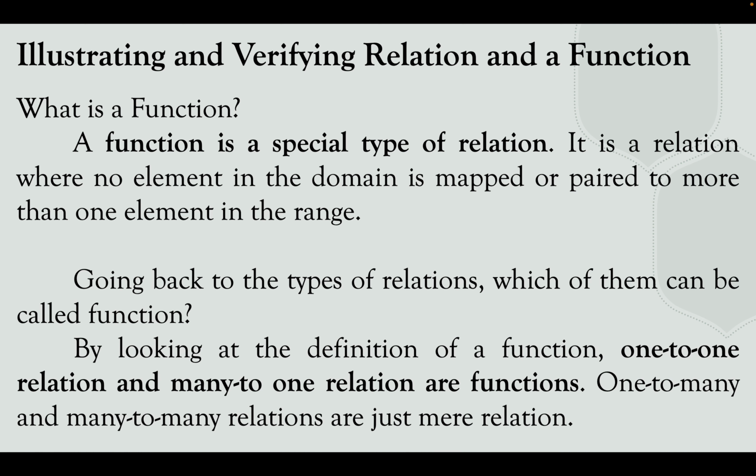By looking at the definition of a function, one-to-one relation and many-to-one relation are functions, while one-to-many and many-to-many relations are just mere relations. Again, what are the different kinds of function? One-to-one relation and many-to-one relation.